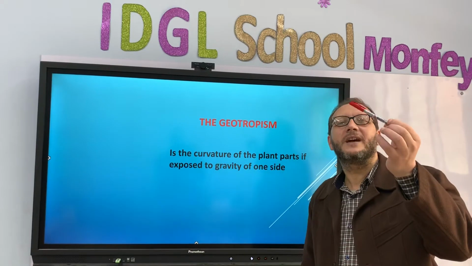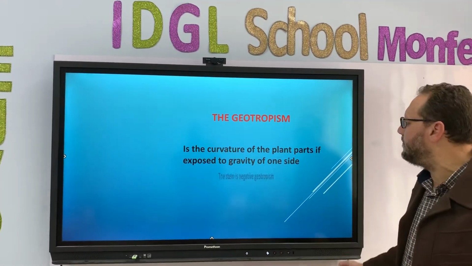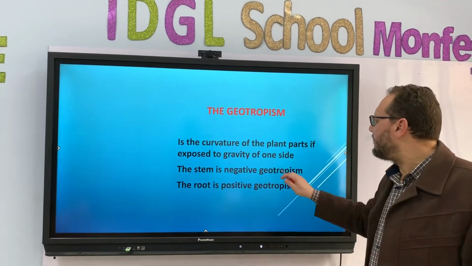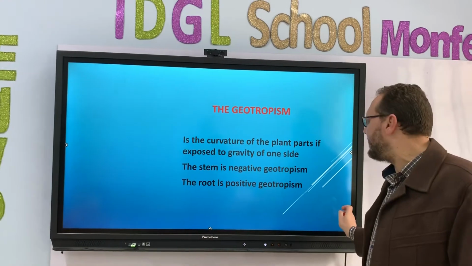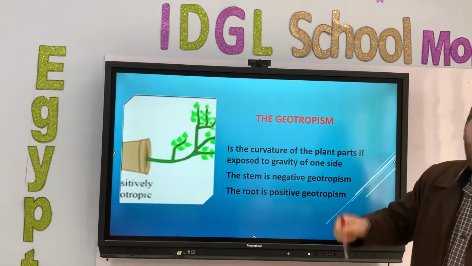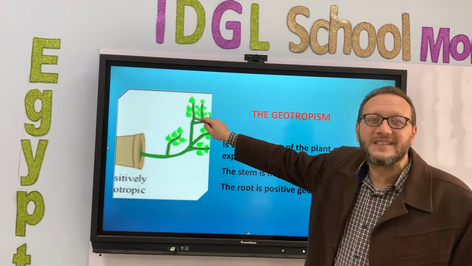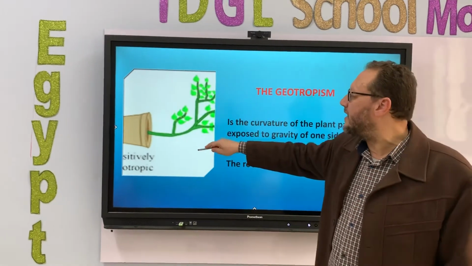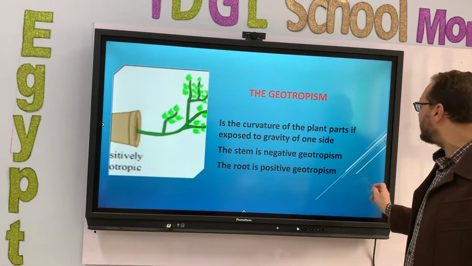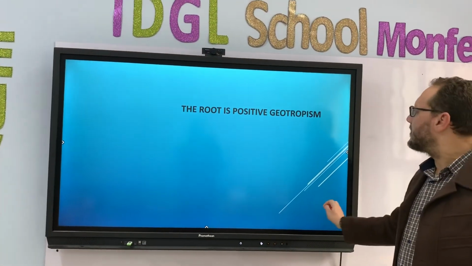What happens if the plant is horizontal? If the plant is horizontal, we will observe that the stem shows negative geotropism, because the stem bends away from gravity, and the root bends down toward gravity. In the figure you will see that the stem bends up, so it is negative. It behaves opposite to gravity. The root is directed toward gravity, so it is positive geotropism.